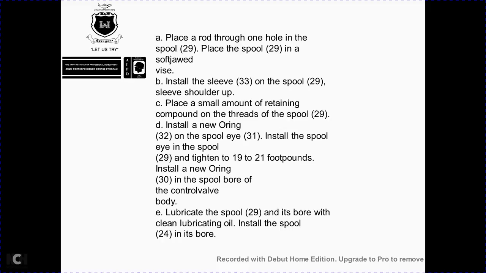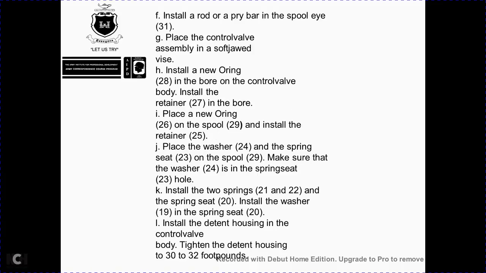Install the new O-ring 30 in the spool bore of the control valve body, lubricate the spool 29 and the bore with cleaning lubricant, and install the spool 24 in its bore. Remove the rod of the pry bar from the spool 31. Place the control valve assembly in a soft-jaw vise. Install the new O-ring 28 in the bore of the control valve body. Install the retainer 27 in the bore.